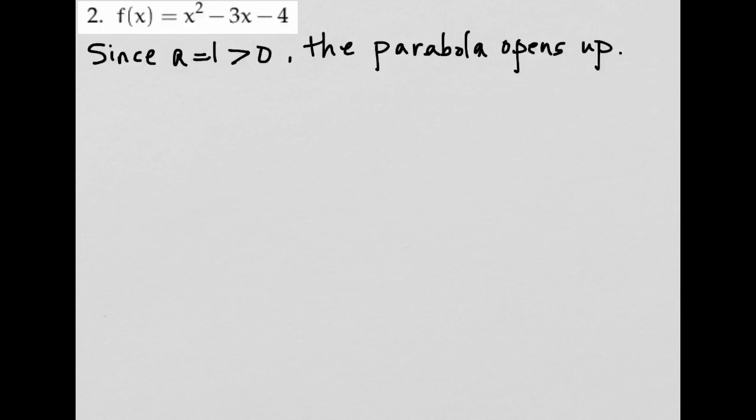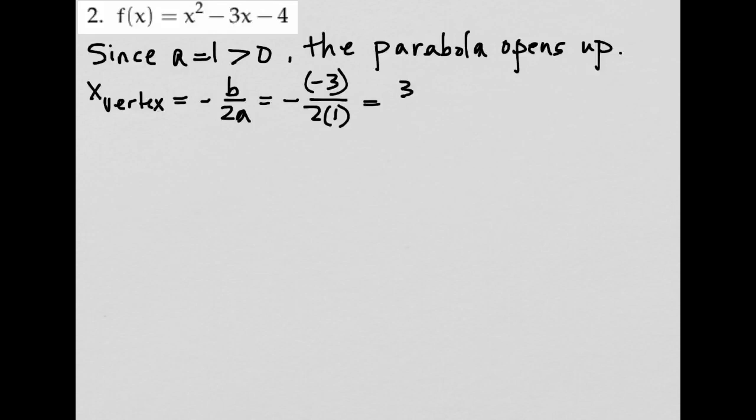Now let's find the vertex. The x-coordinate of the vertex is minus b over 2a. That is minus, b is minus 3, over 2 times a, and a is 1. And that's equal to 3 over 2, which equals 1.5.